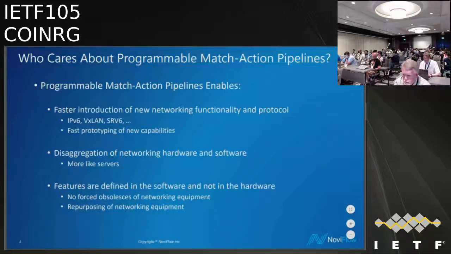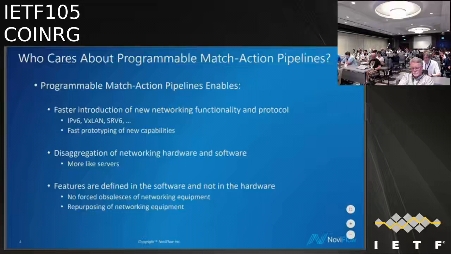So who cares? Why is this important? Well, in our view, this programmable match action pipeline enables the following things. The first one is faster introduction of new network functionality and protocols. There is an endless list of these; I mentioned a couple here: IPv6, VXLAN, SRv6. Essentially, for any new protocol that's introduced, unless the silicon is programmable, you have to wait for the next generation of silicon to be able to introduce that functionality.